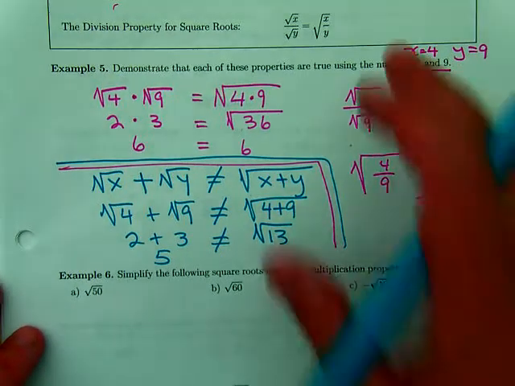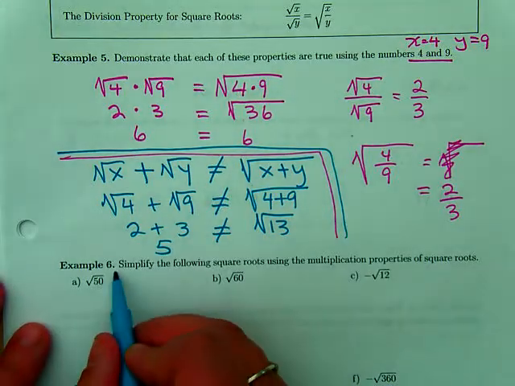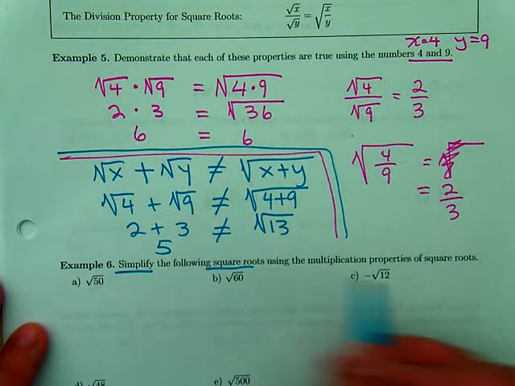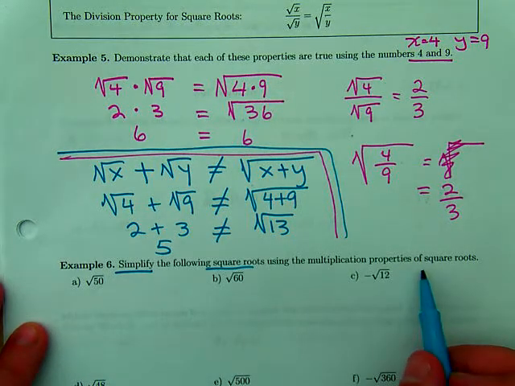Well, why do we even need to know this? We do this because we want to simplify square roots. And we're doing that using the multiplication property.